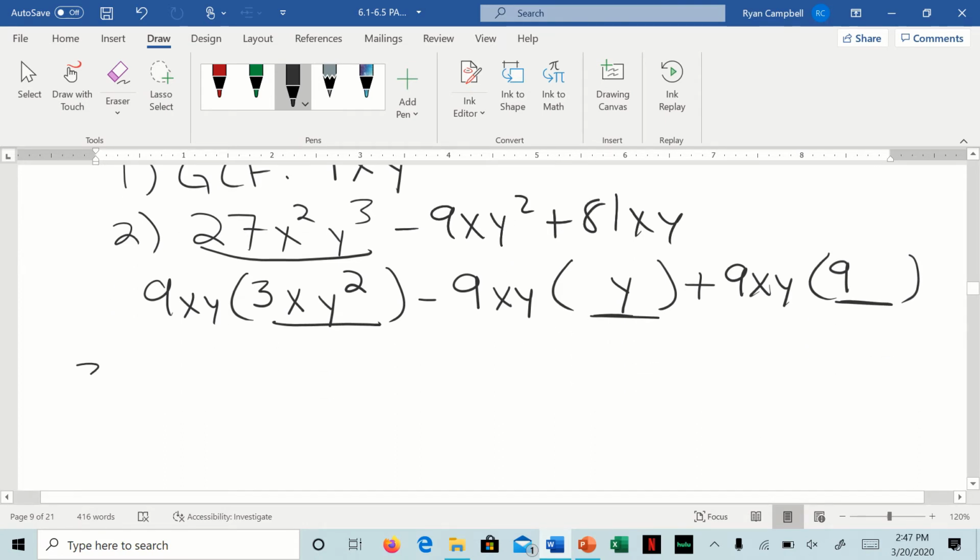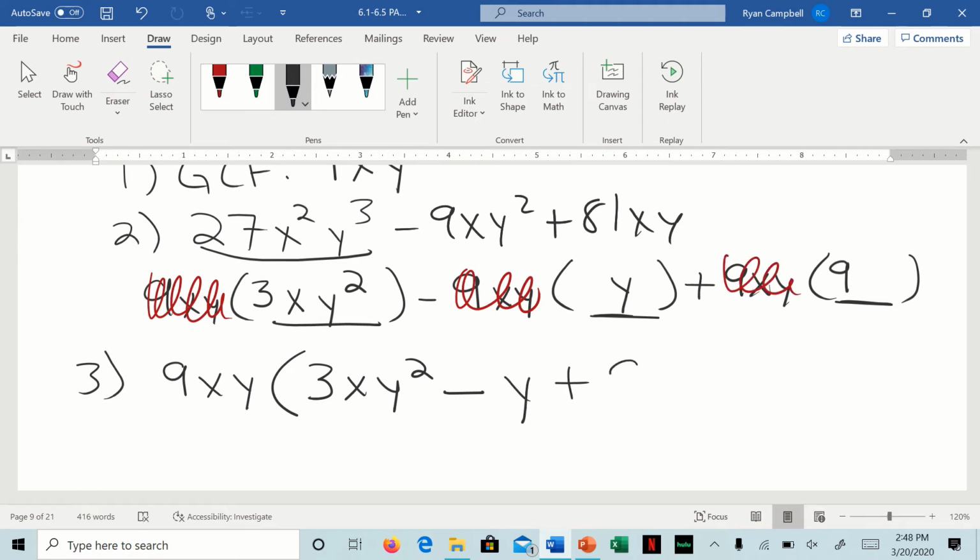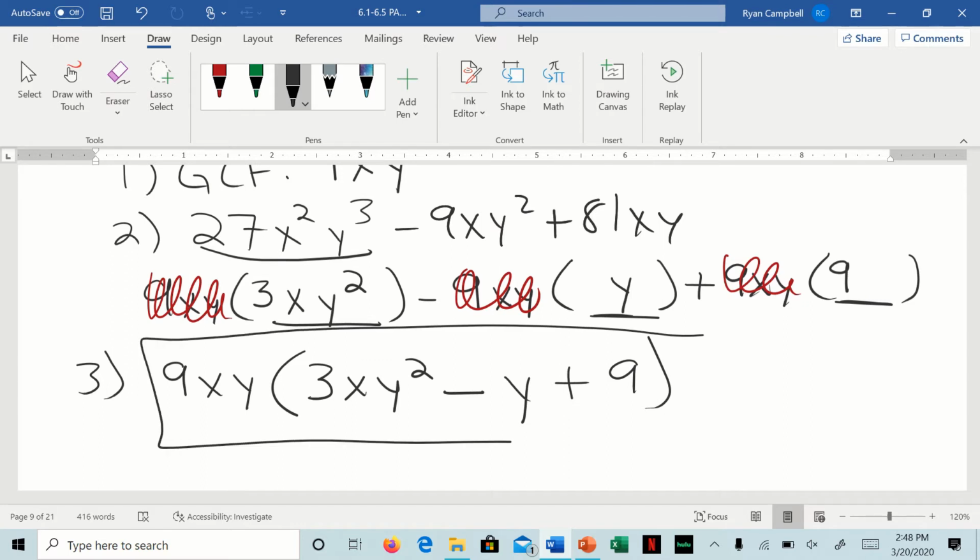So then lastly, doing the distributive property. We want the 9xy on the outside, and then we have to see what's left over. For the first term, we get 3x y squared minus y plus 9. And that's our final answer.